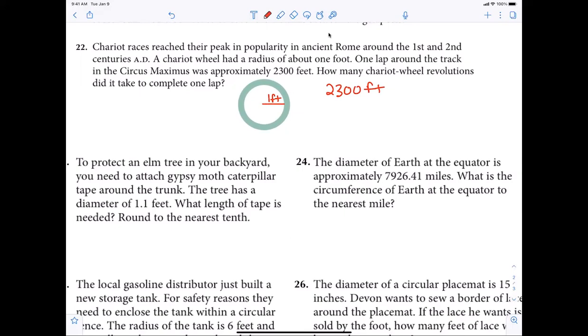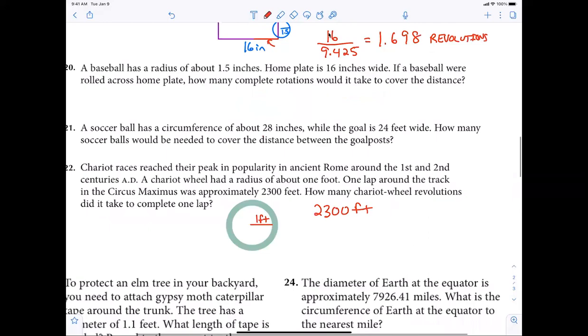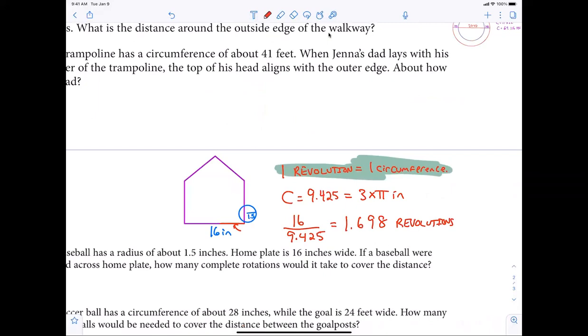What's going around one time called on a circle? Shh, a revolution. But what's a revolution called? The distance. One what? One circumference. That's what I'm asking you. This is what I asked you to write down. One revolution is one circumference. So then you should be able to reference it. One revolution is one circumference. So what's the circumference formula?